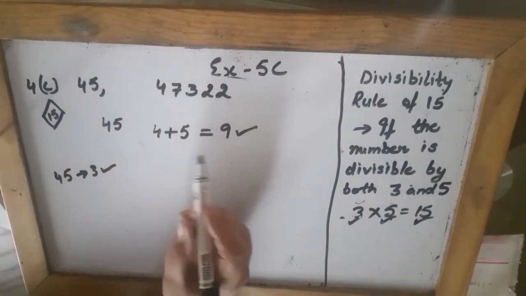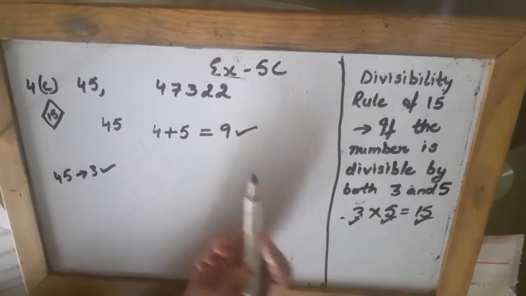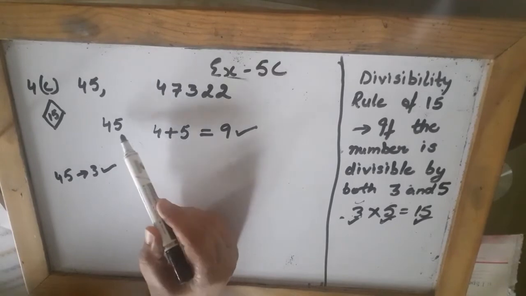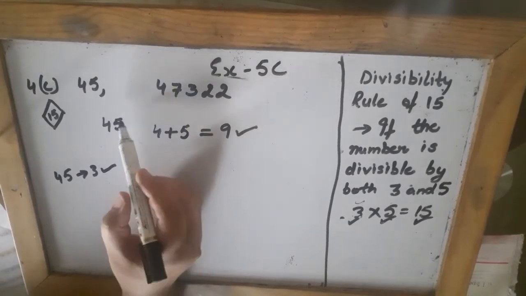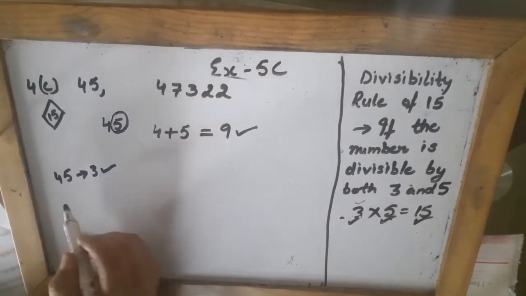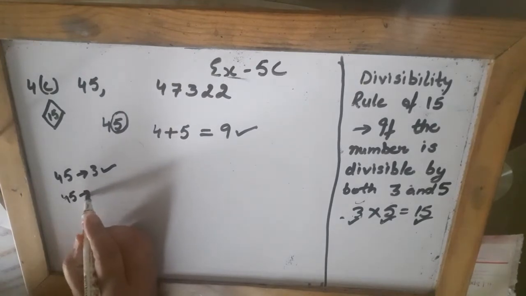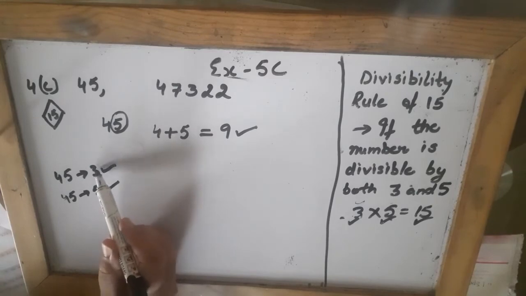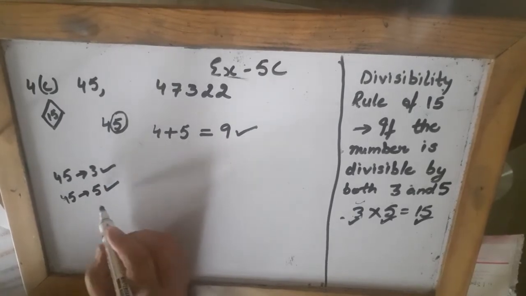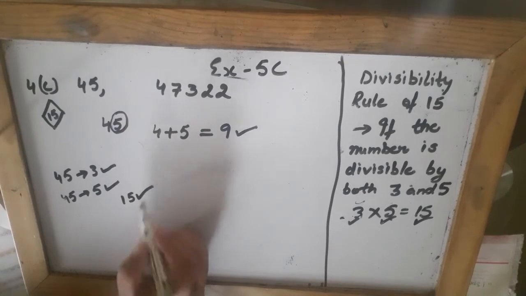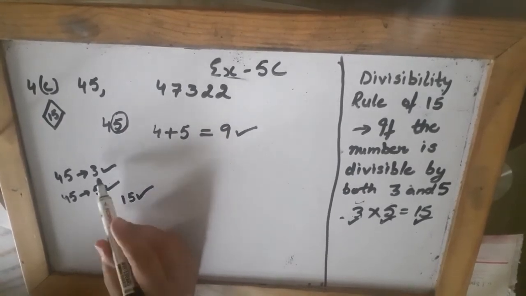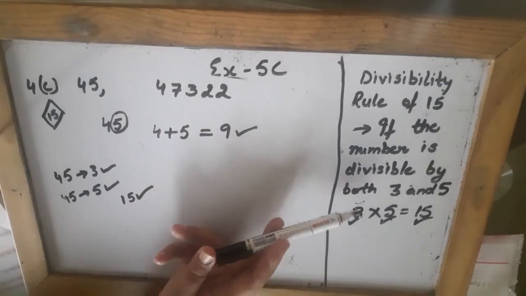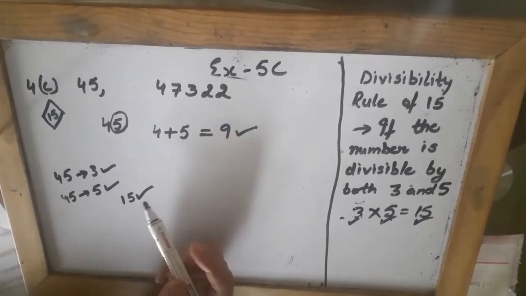Okay, now to check with 5, what is the divisibility rule of 5? That a number should have 5 or 0 at its ones place. Now this number has 5 at its ones place. It means that 45 is divisible by 5 also. Now this 45 is divisible by both 3 and 5. It means it is divisible by 15 also. Is that clear?